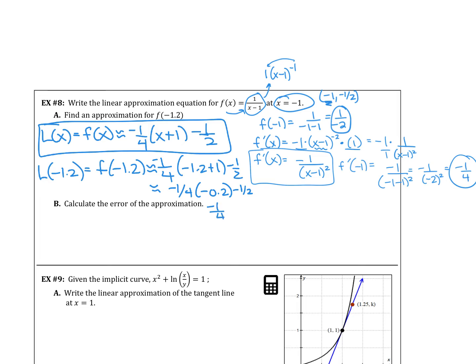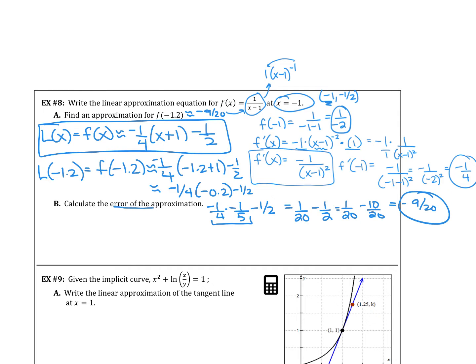That's negative 1/4 times negative 0.2. Negative 0.2 is negative 2/10. If I reduce 2/10, that's 1/5, so negative 1/5. If I multiply those two together and subtract 1/2, I actually get 1/20 minus 1/2, or 1/20 minus 10/20, which is negative 9/20. So f of negative 1.2 is approximately negative 9/20.